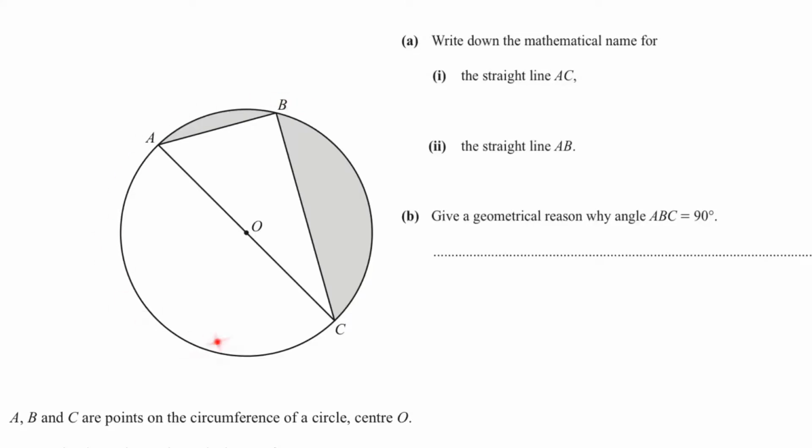In this question, we have been given a circle. A, B, and C are points on the circumference of a circle, center O. This is the center O. Write down the mathematical name for the straight line AC. As AC passes through the center, it is the diameter. The straight line AB, this is called a chord. Give a geometrical reason why angle ABC is equal to 90 degrees. The reason it is equal to 90 degrees is because angle in a semicircle equals 90 degrees.